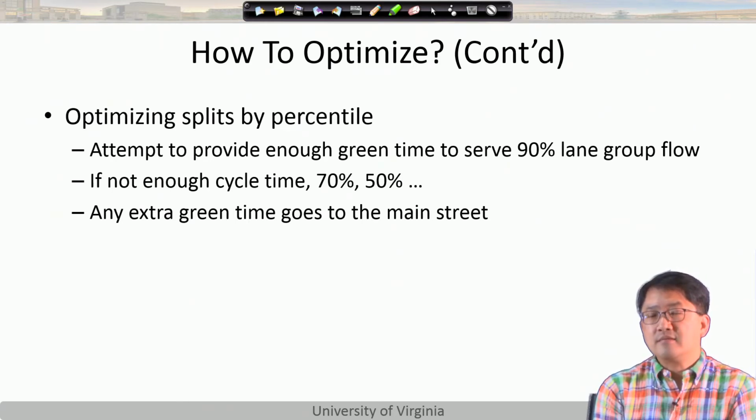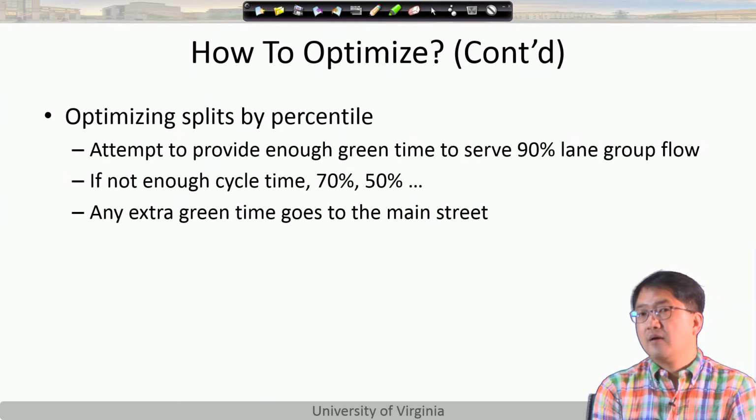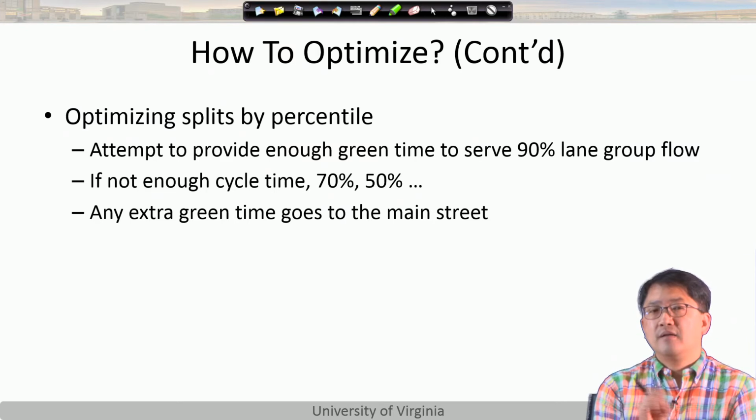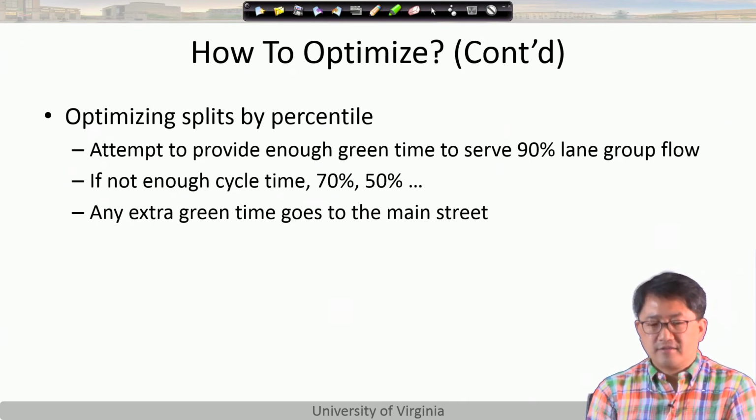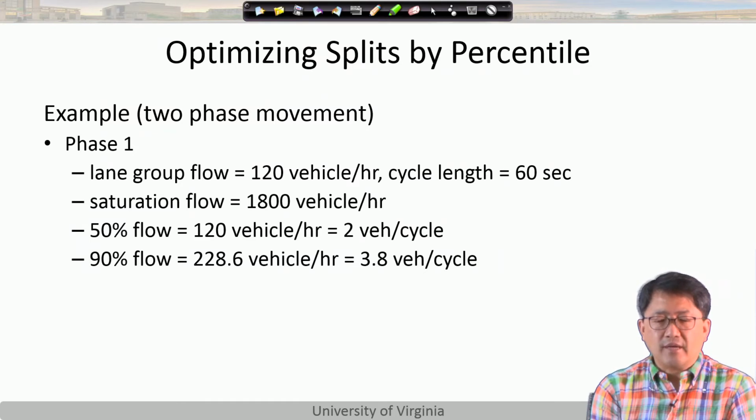By doing this, they are not treating each critical movement the same. Their volume to capacity ratios of critical movements are not the same. Compared to the HCM method, the principle there is that they want to have equal degrees of saturation. So this is a very interesting way of doing it, and it works. So this is one example.